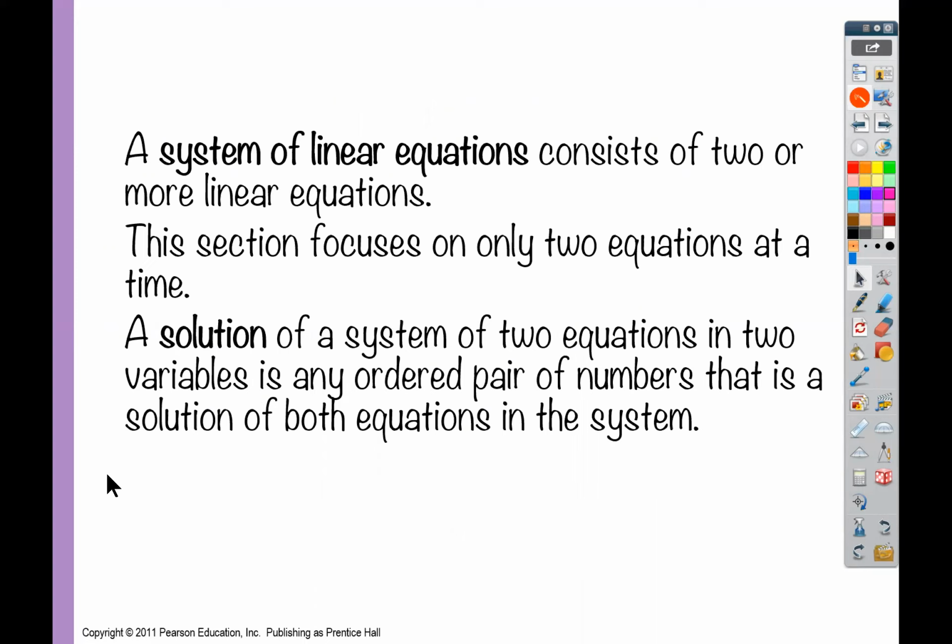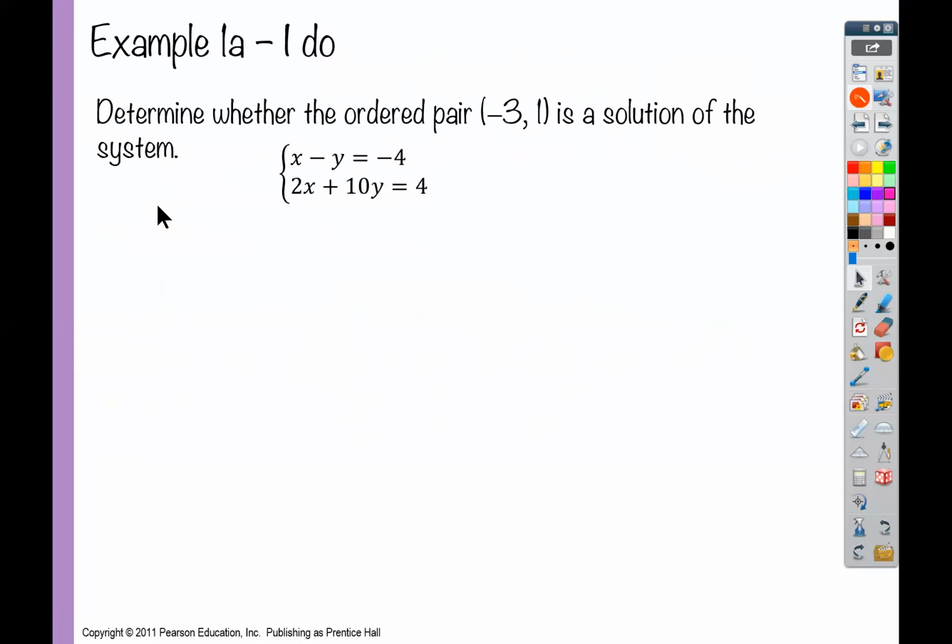So a system of linear equations consists of two or more linear equations. This section focuses only on two equations at a time. You'll do three in Algebra 2. A solution of a system of two equations in two variables is any ordered pair of numbers that is a solution of both equations in the system.